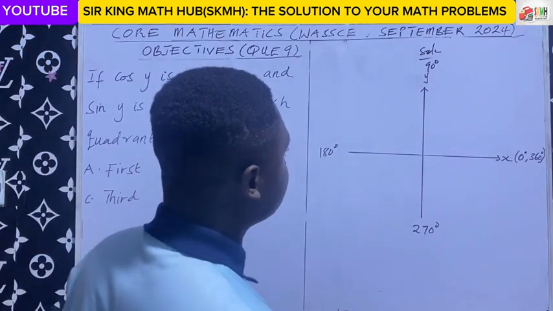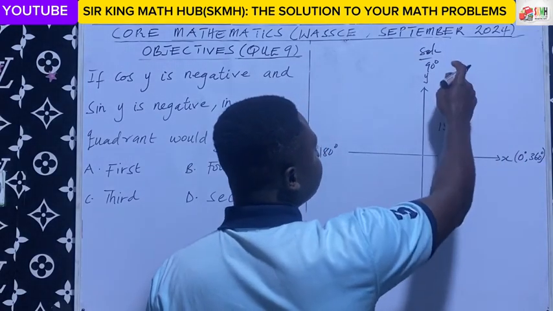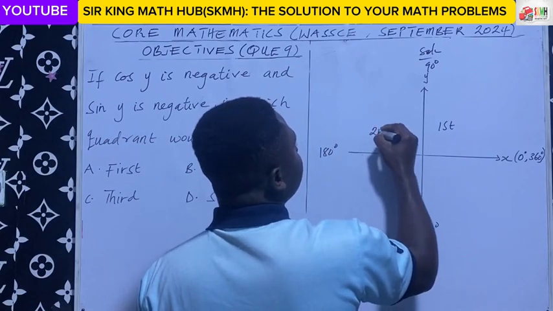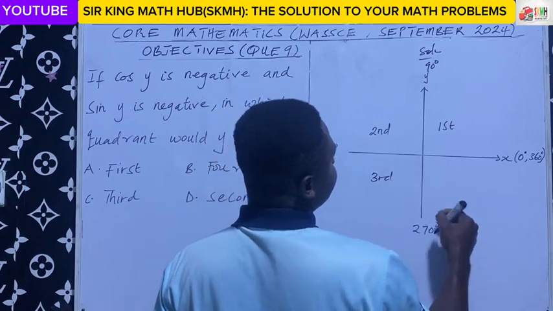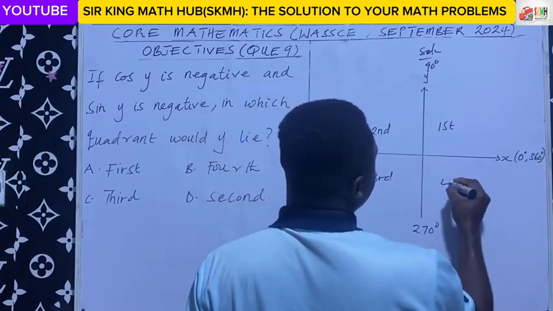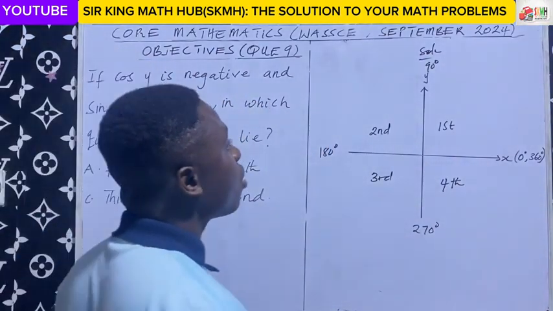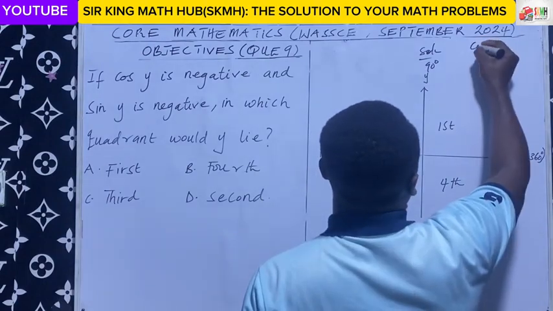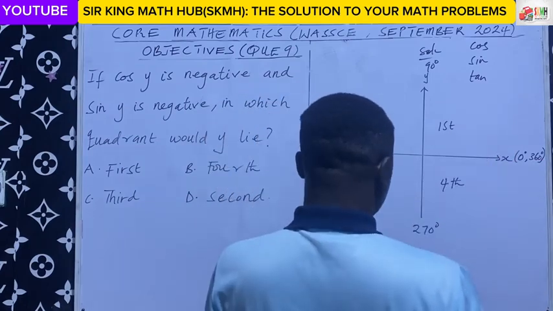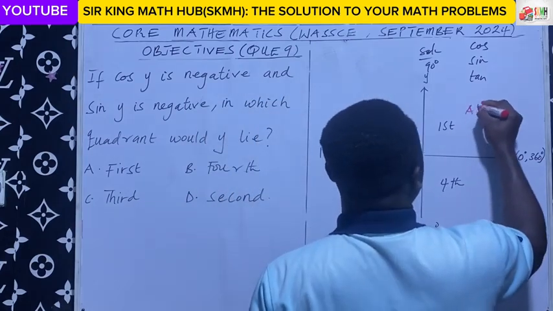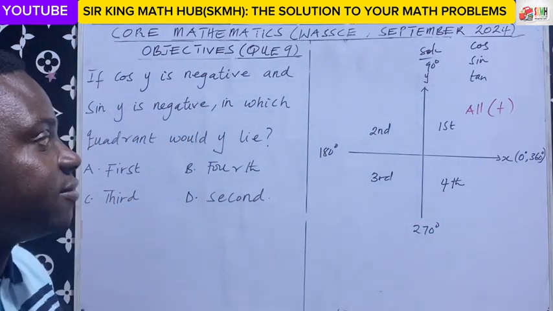Now, this is our first quadrant because it is from 0 to 90, and then from 90 to 180, that is our second quadrant, 180 to 270, our third quadrant, and then 270 to 360, that will be our fourth quadrant. Now, in the first quadrant, all the trig ratios, we're talking about the cos, the sine, and then the tangent, they are all positive. Let's take note. In the first quadrant, all trig ratios are positive.